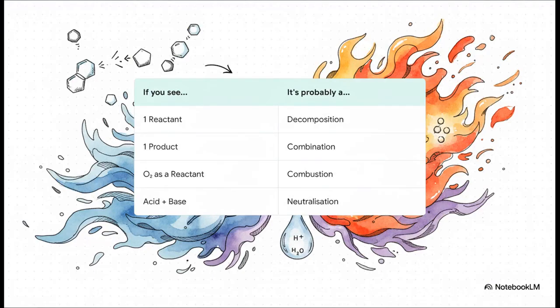For example, if you look at an equation and you see only one single substance on the left side of the arrow, the reactant side, you know it has to be decomposition. It's the only one that works that way. Or if you see O2 as one of the reactants, it's a huge hint. You're probably looking at combustion. See? It's all about just spotting the pattern.